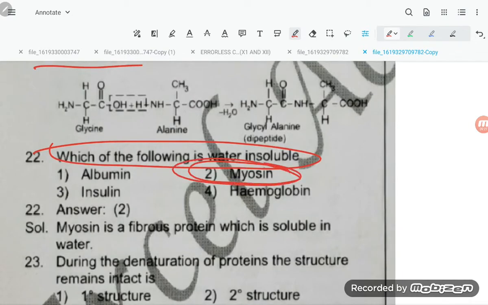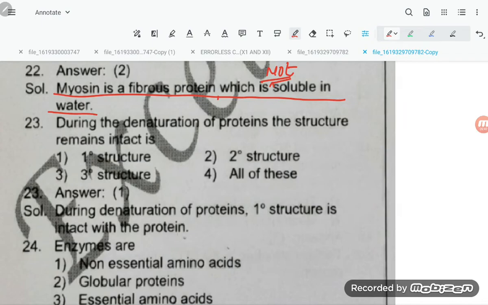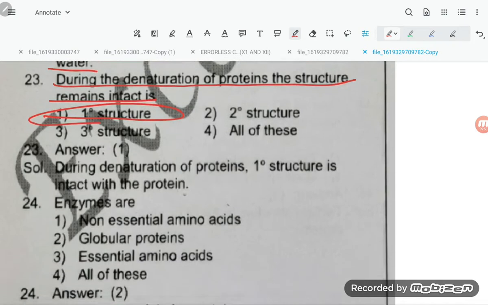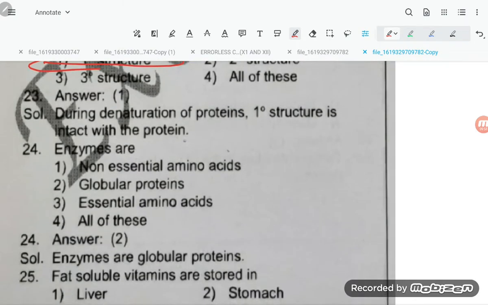Which of the following is water insoluble? Why is myosin water insoluble, student? Myosin is a fibrous protein which is not soluble in water. Insoluble. Okay, during the denaturation of protein, the structure that remains intact is the primary structure. So during denaturation of protein, the primary structure remains intact.